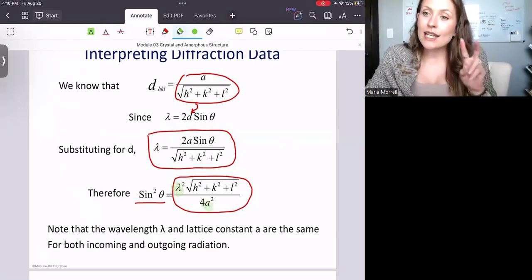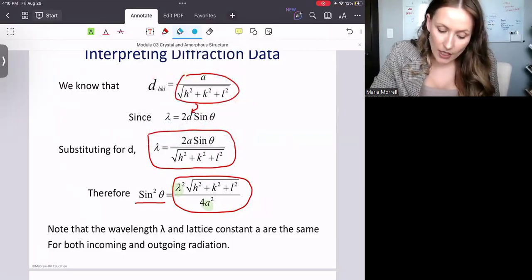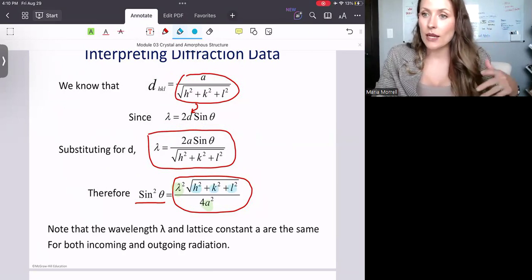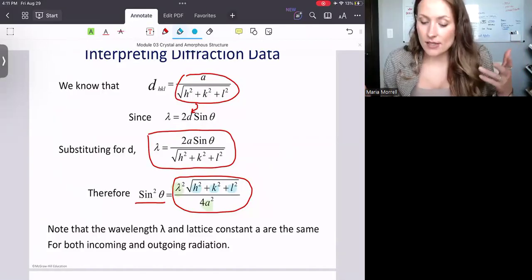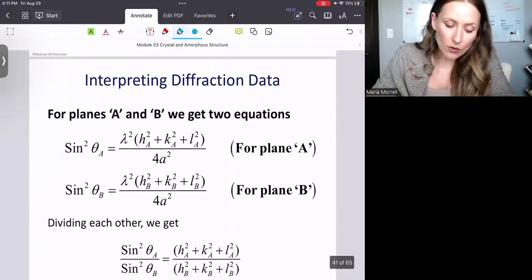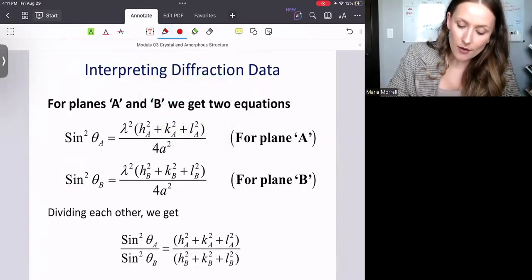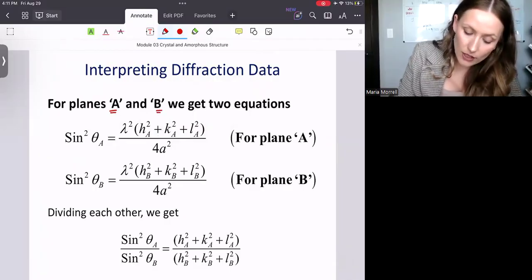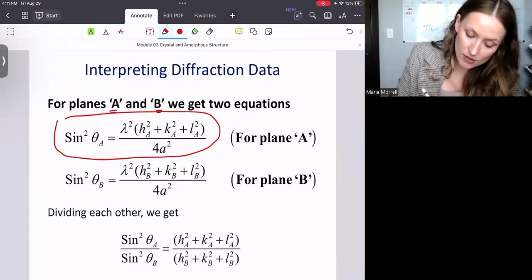So if I am looking at different planes, now I want you to think of this h squared, k squared, and l squared. If I'm thinking of different planes, you can have plane 1, 0, 0, and let's say 1, 1, 0, right? Or we don't have to define those planes. We can just say we have a plane A and a plane B, right? So for plane A, this equation is going to be this, right?